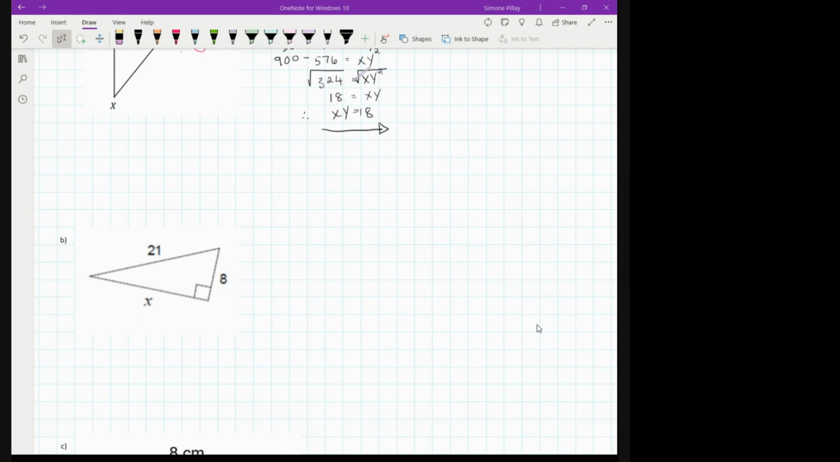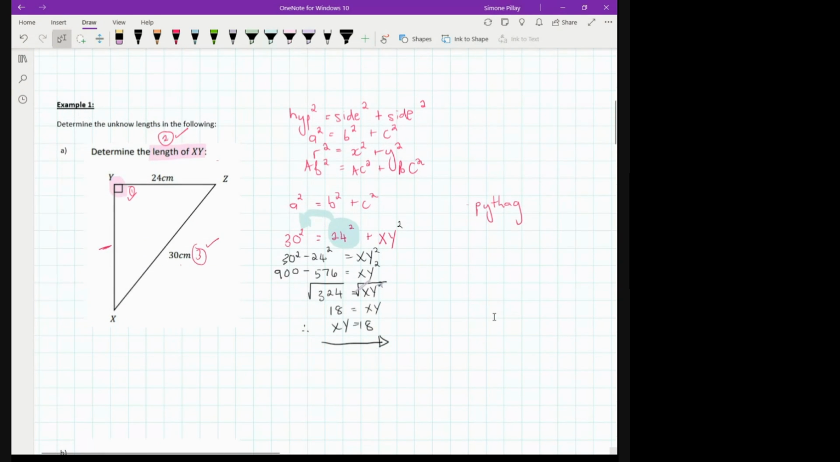Unati, yes? Ma'am, instead of saying 30 equals to 24 squared plus XY squared, can we just say YZ squared equals to small letter? Unati, I didn't get that. I just said YZ squared is equal to.